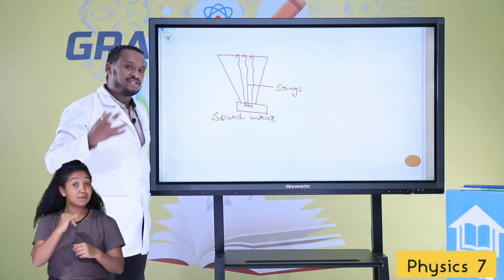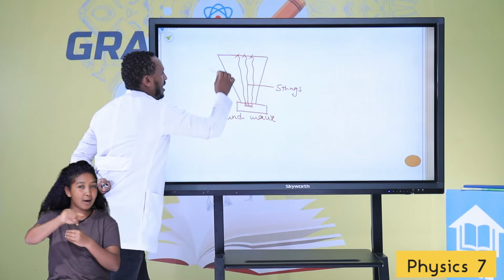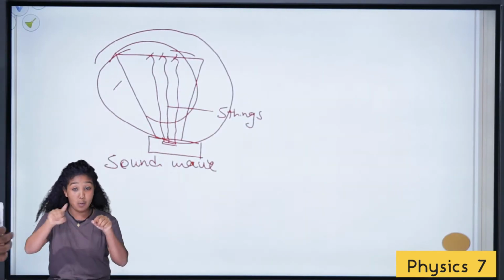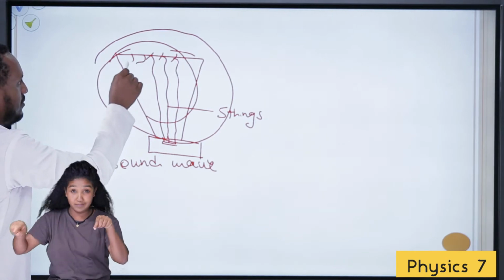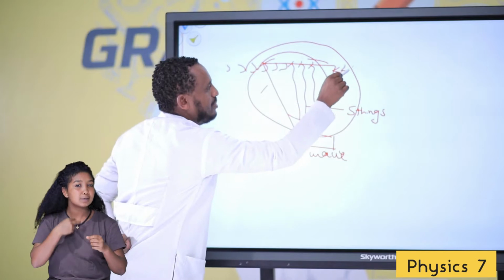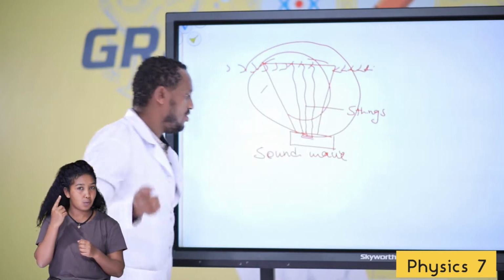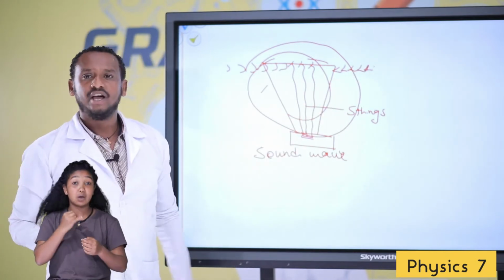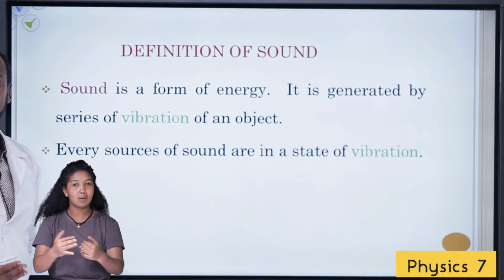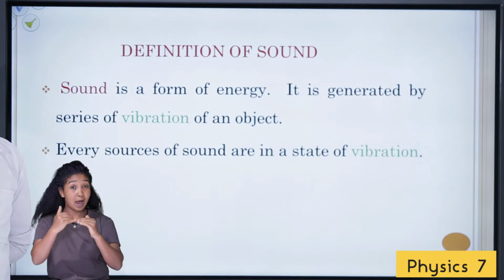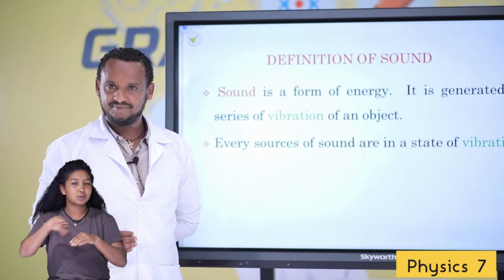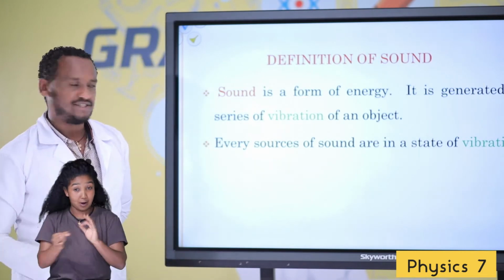If your ears are around the path of the wave, you can hear the sounds by your ears. So we can say that sound is a form of wave. Now, based on the above explanation, we can define sound. What is sound, students? Let us define together.